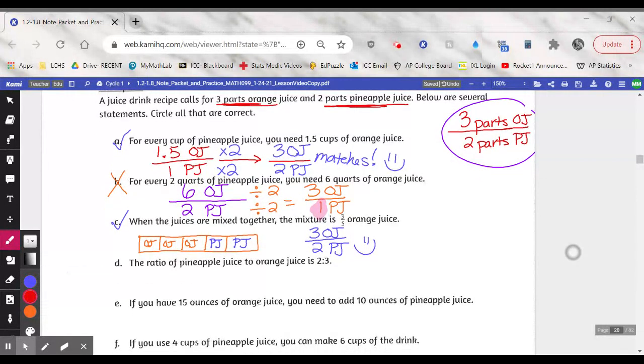Okay, for D, the ratio of pineapple juice to orange juice is 2 to 3. So you have to make sure that you look at the order here. They used pineapple juice for the 2 because that one was stated first. So they have 2 for the pineapple juice, and for the orange juice, they have the number 3. And if we look at our recipe, that's a perfect match.